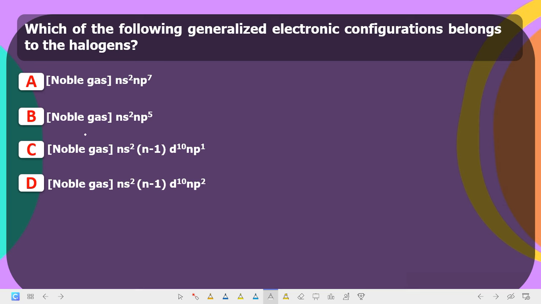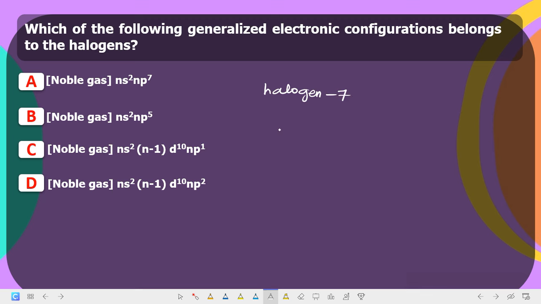Now, we have the first question here. The first question says, which of the following general electronic configurations belongs to the halogens? Now, the halogens are the group 7 elements.